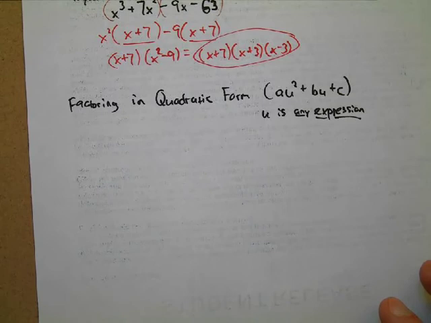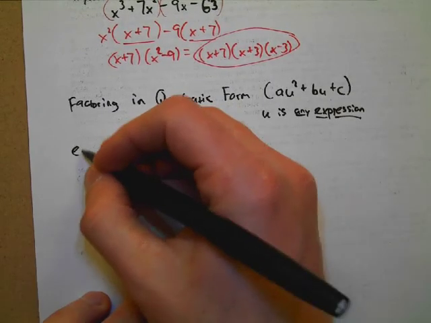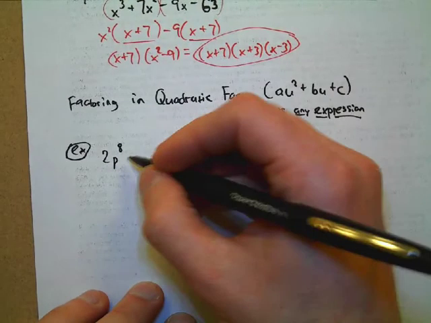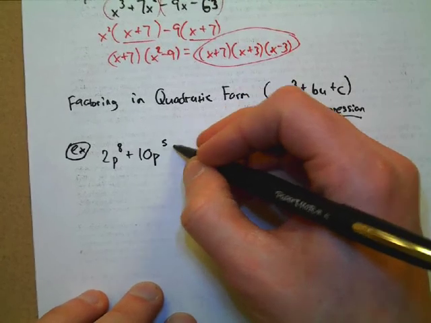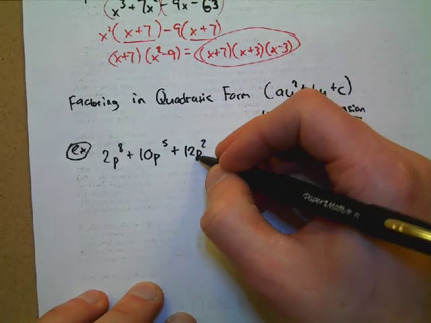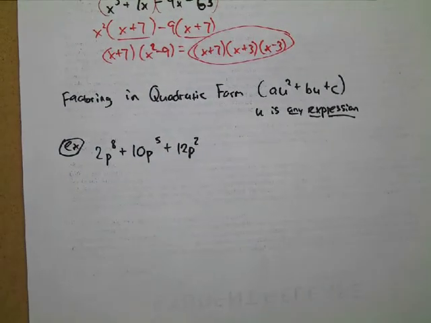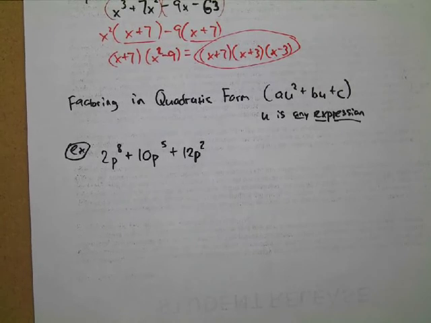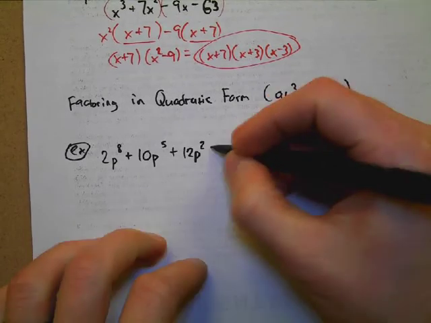Okay, so, example: 2p to the 8th plus 10p to the 5th plus 12p squared. We're going to factor this. Again, go through your tools. Number 1, always, is there a GCF? Yes. What number can I divide out of all of these? 2. What about p? p to the 2. So it's 2p squared we're going to take out.